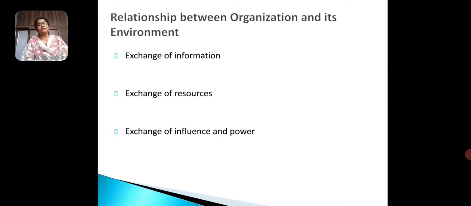Same way, we have exchange of influence and power. What is this influence? How does the organization get influenced by its environment? Of course, as I said earlier also, no organization can live in isolation. There is a constant influence from the external as well as internal factors on the business. Like today we are seeing this pandemic situation. Now what are the changes that the business organizations have made in order to cope with this?